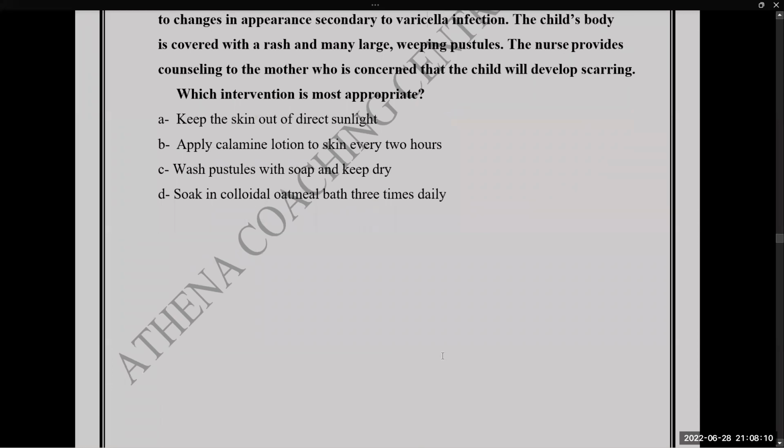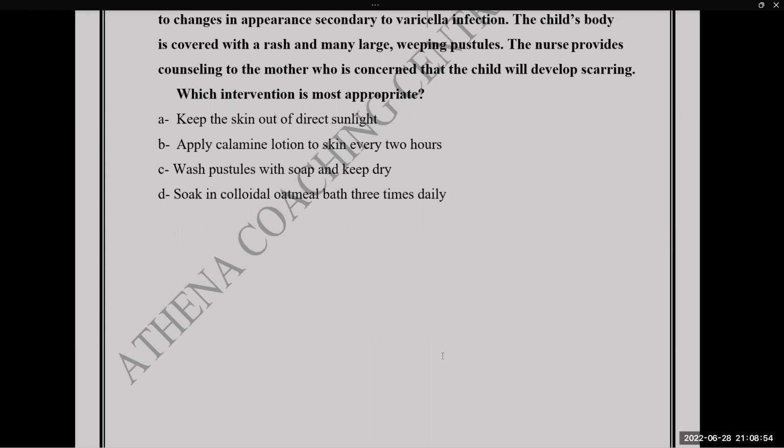See, you have to remove the wrong answers, which are not suitable for varicella infection. Then you can select the correct answer. Option A can be removed, ma'am. Okay, keep the skin out of the direct sunlight. Yes, very good. C also can be removed, ma'am. Wash pustules with soap and keep dry. Option C can be removed. Yes, with soap. Very good. So A and C can be removed. Then B and D remain.